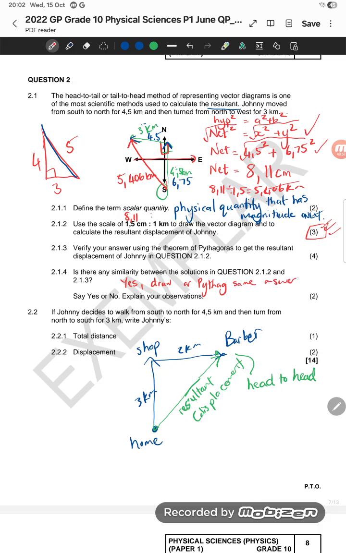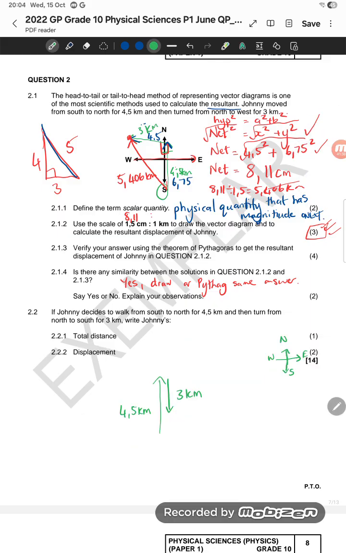Same answer. Okay. If Johnny decides to walk north for 4.5 kilometers and then turns from north to south. Now, the real question is, did he decide from this point or differently? Let me just think and see if he decided from this point. Well, it doesn't matter if he decided from that point. We're doing a resultant of a new question, I'm thinking.